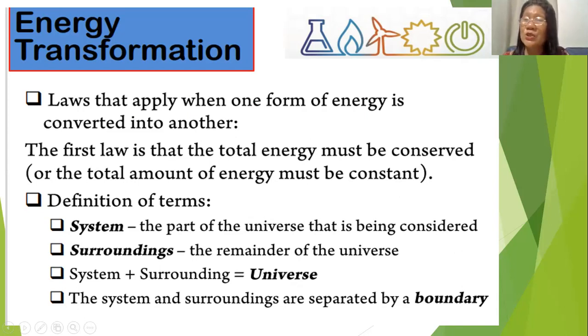And there are terms that are being used here. You should know this. First is the system. What do you mean by system? This is the part of the universe that is being considered. Second is the surroundings, meaning the remainder of the universe. System plus surroundings is the universe, the sum total. And the one that separates your surroundings from your system is known as the boundary. Pila ka buok? Upat ka buok. System, surroundings, universe, and boundary.